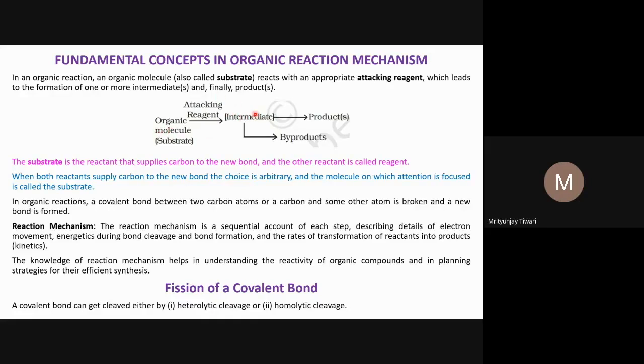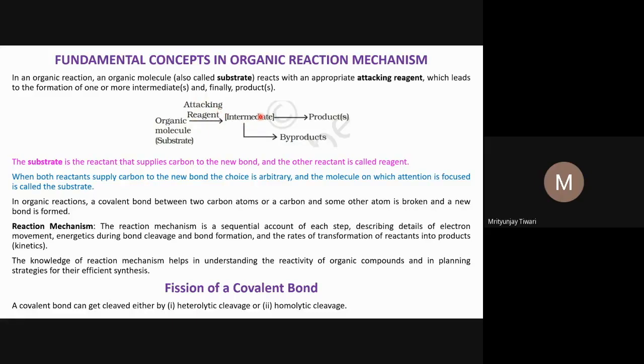When this reaction happens in more than one step, we also see the formation of intermediates, and we also see some side reactions happen, and side reactions form byproducts, which are undesirable products. So in organic reactions, we also try to minimize the amount of these byproducts. So what do we see? Organic molecules, in the first step, form an intermediate.